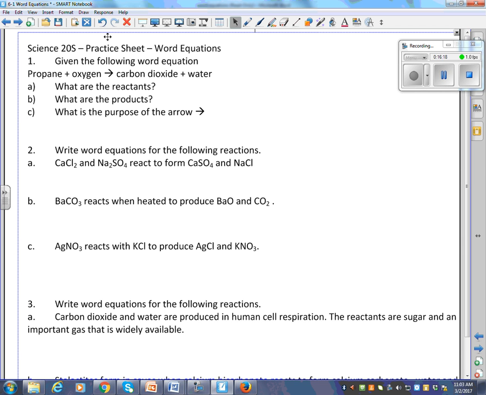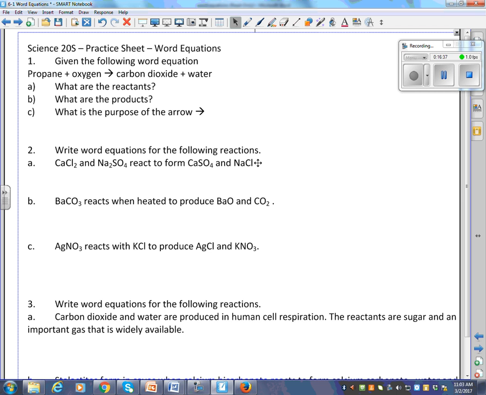What is the purpose of the arrow? It sort of does what? Kind of separates the two, would you say? It shows the difference. It's the before and the after. It separates the before and the after, something like that. Okay, number two is kind of hard. You're supposed to write word equations for the following reactions.